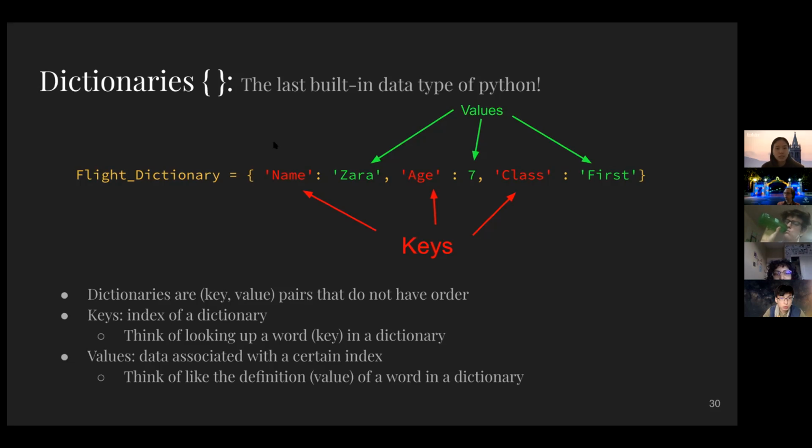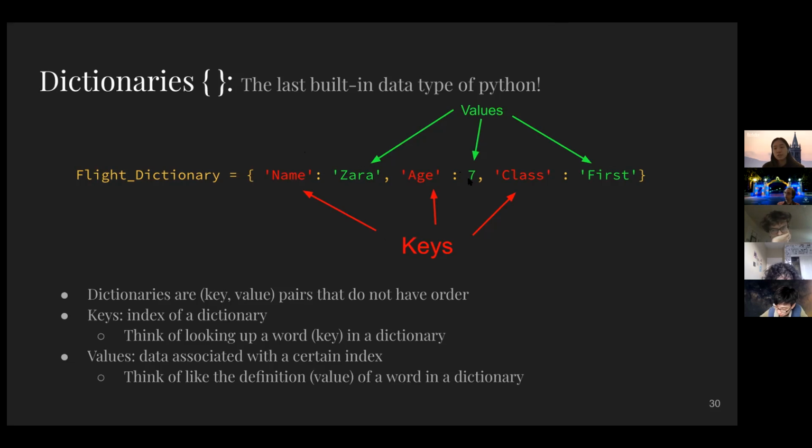So if you see in this flight dictionary example, we have the keys in red. And so it'll be name, age, and class. And each of these keys will correspond to a value. Here it's Zara, 7, and first.